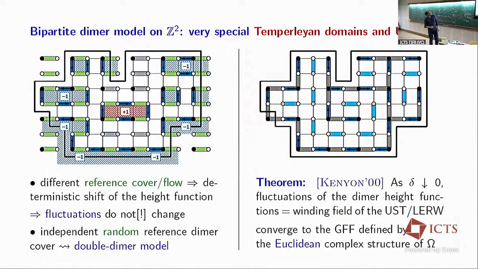So what should I do? I have a random cover, which is blue dimers, and I choose a deterministic green dimer cover, which actually does not necessarily cover my domain. It can just go outside, as in the figure. And then I superimpose the two. What I get is some edges that happen to be in both blue and green, and some loops.